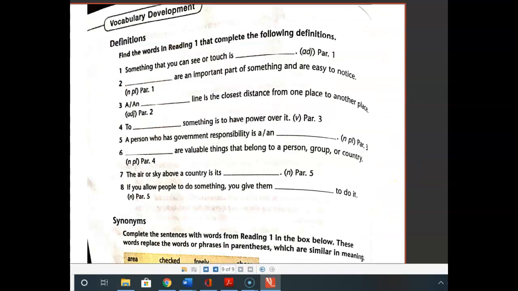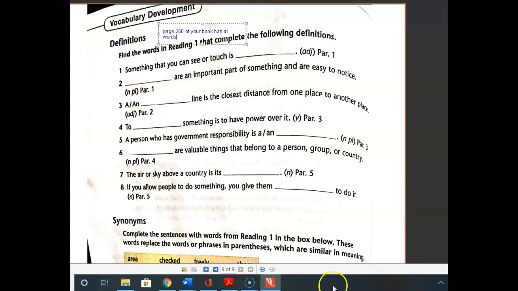In this vocabulary development section, you can also use the glossary, the dictionary in the back of your book. It starts on page 260 of your book. Page 260 of your book has all the words that you need to learn that would be listed in this part, okay? But you can also try to find the words in reading 1.